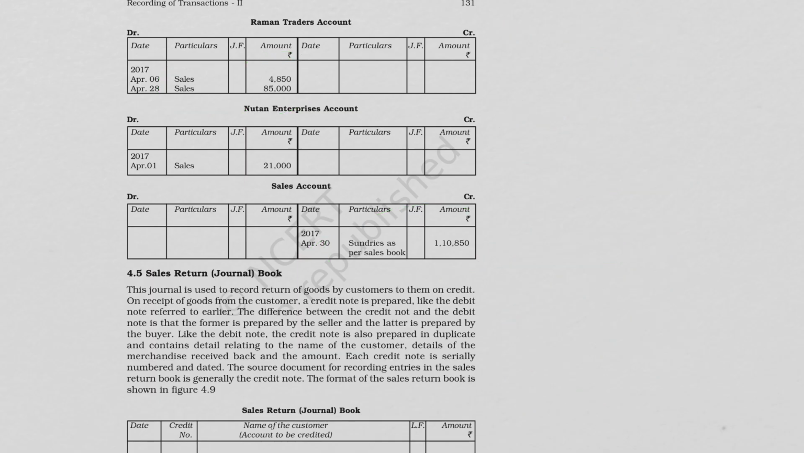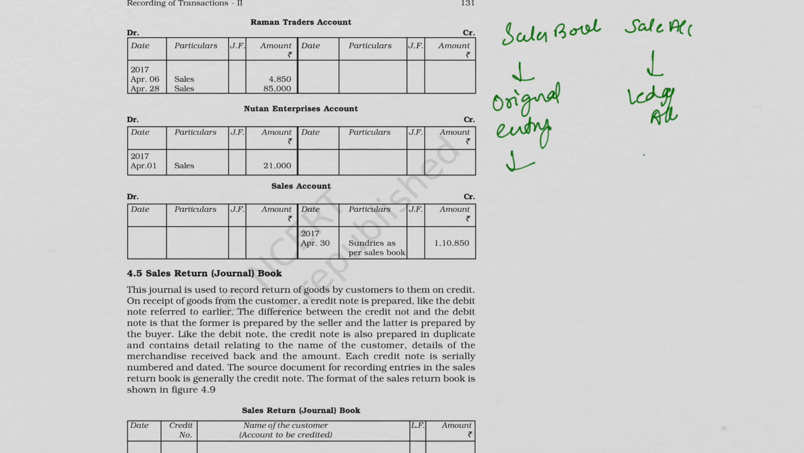Okay, so one important thing to note is, let us understand the difference between sales book and sales account. Sales book is basically a book of original entry, whereas sales account is a ledger account. So it records the transaction first, it shows the total effect. So this difference is very important in exams, don't get confused.